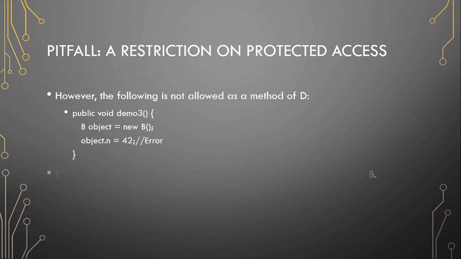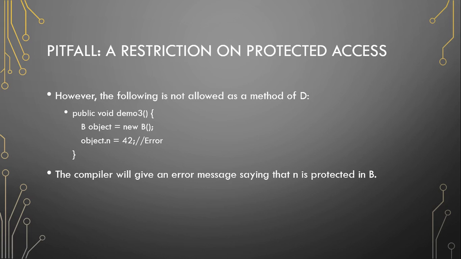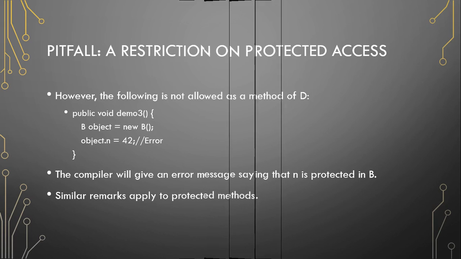The reason for this is it's going to say that n is protected in B. Because remember, we're in class D, we're operating in package 2, and we try to create an object of B. But B belonged to package 1. So we can use the stuff that comes from B, but we can't call B directly. Similar remarks apply to protected methods. This might make sense if you recall some stuff we talked about when we talked about base and derived classes. You can't cross the package to create a B object.